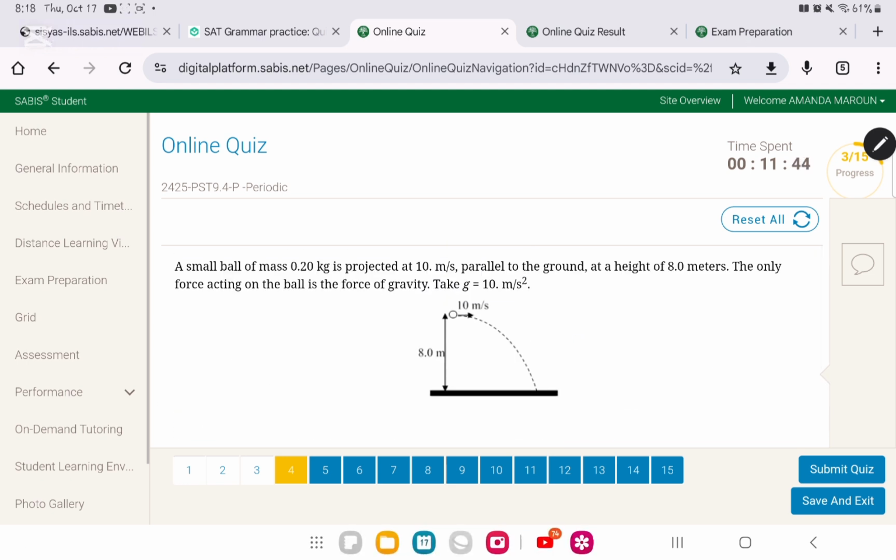Now, according to the work energy theorem, the work energy theorem states that the change in kinetic energy is equal to work.